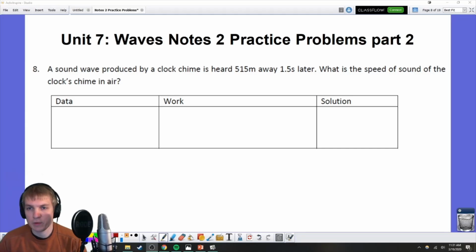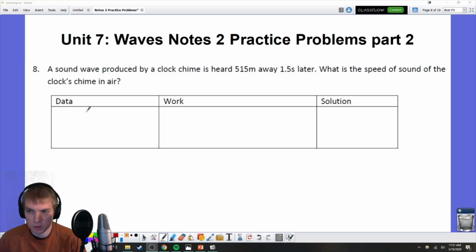Alright, so we're going to cover Unit 7 Waves, Notes 2, Practice Problems Part 2. This is going to focus on practice problems 8 through 19. So let's go ahead and get started with number 8, which says a sound wave produced by a clock chime is heard 515 meters away 1.5 seconds later. What is the speed of sound of the clock's chime in air?